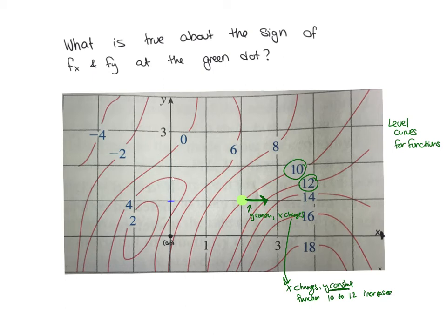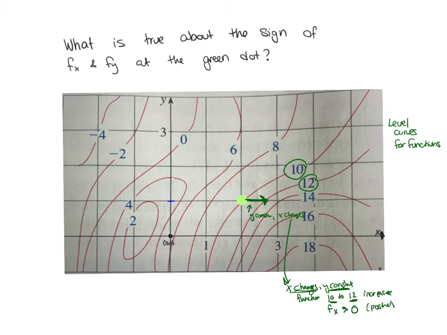Right, so y is constant, x is changing. So that tells me that I'm thinking about my partial derivative of f with respect to x. The function is getting bigger, it's increasing, so that's going to be greater than 0, or positive.